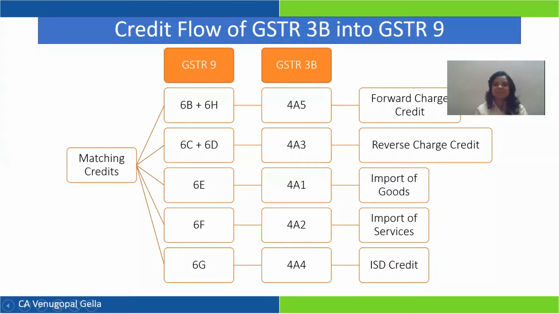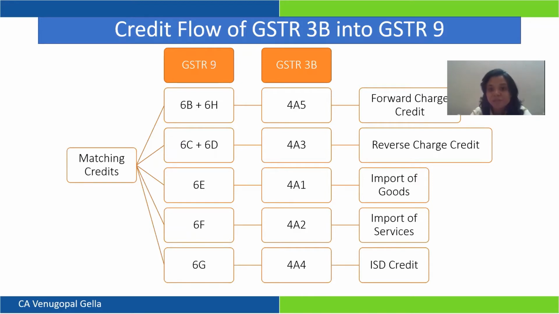So this table 6 that I've been saying, what are the various components of table 6? Table 6 has got 6A to 6H. 6A is auto-populated, which comes from GSTR 3B. That is, the total of table 4A would come in 6A, right?